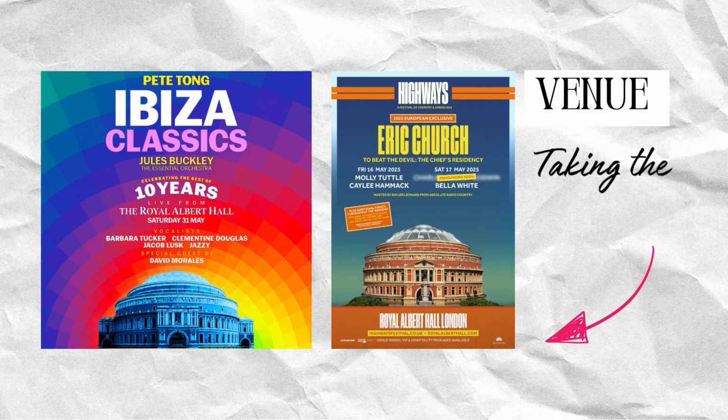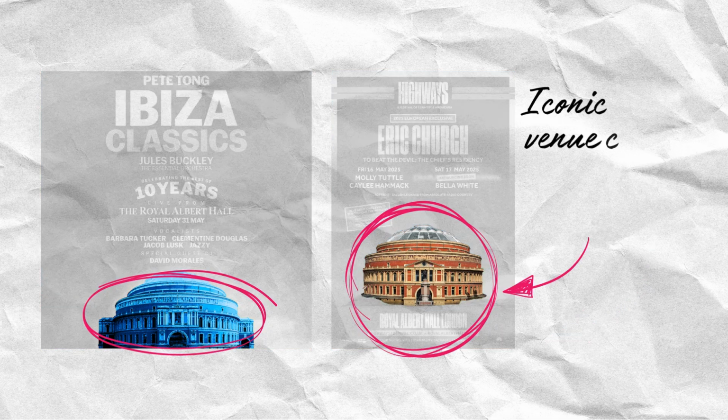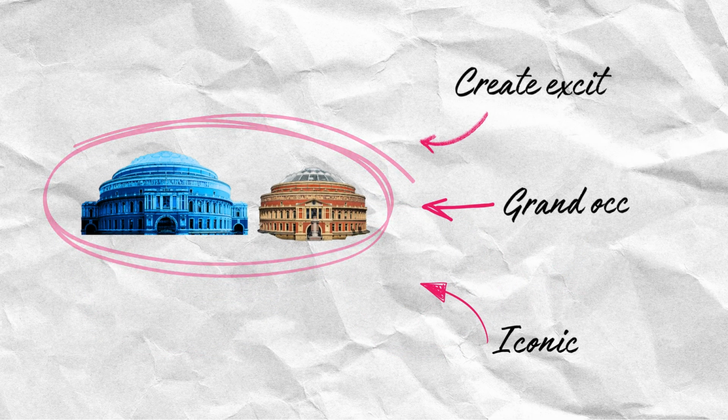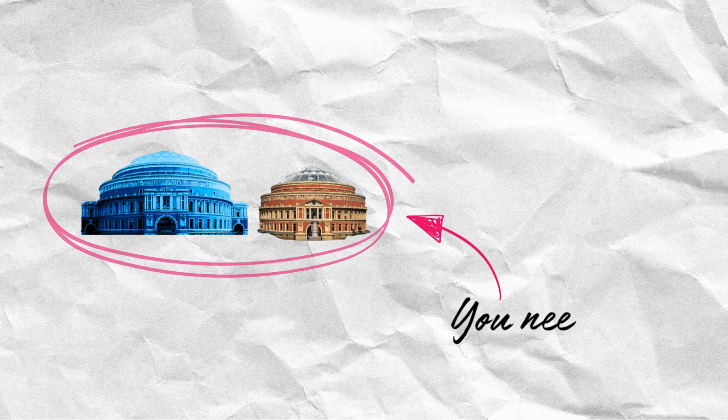You might want to prioritize the venue in your messaging because the venue is iconic. For example, if an event is happening at the Royal Albert Hall, the flyer doesn't just say something exciting is happening. It also suggests indirectly that if such an iconic venue is hosting it, then the event must be special and therefore you need to be there.